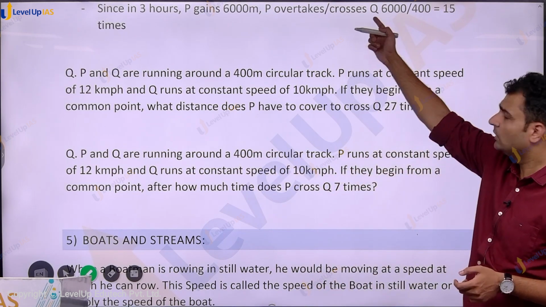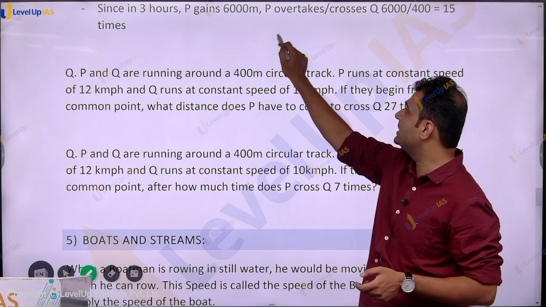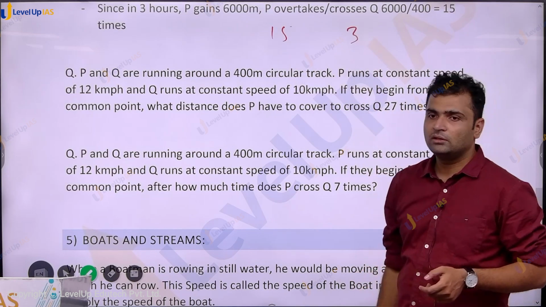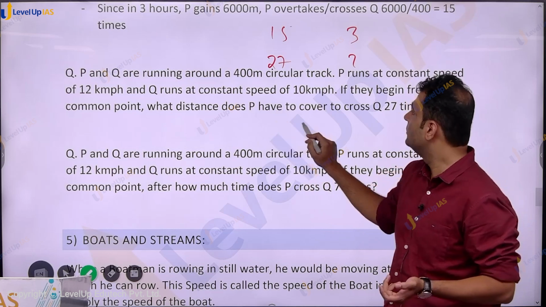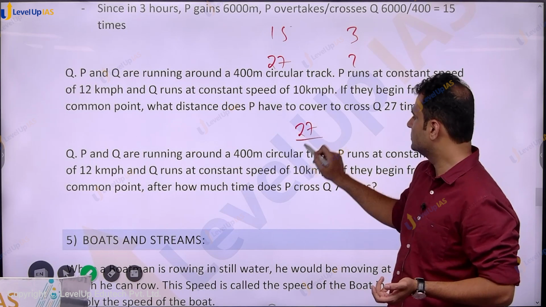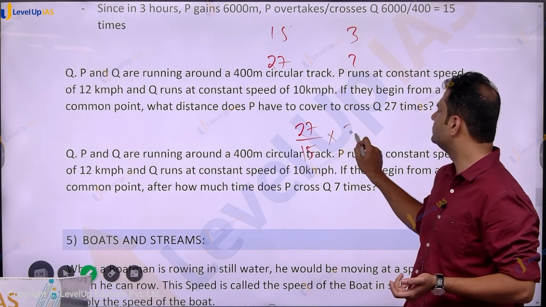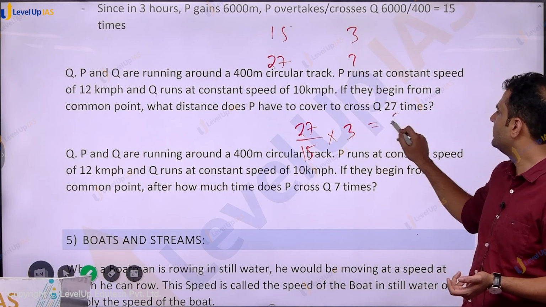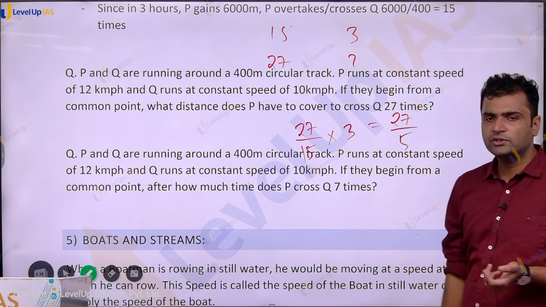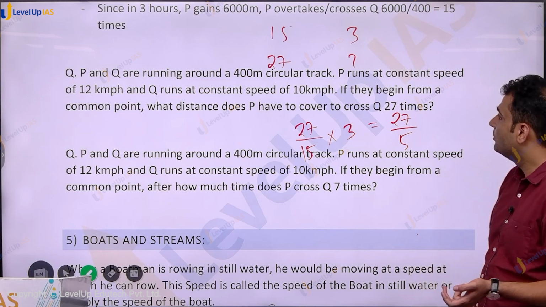What we have? We already have this, that 15 extra rounds in 3 hours. What we want? 27 extra rounds. Question is how many hours? First we can find out, simply, 27 by 15 into 3, which is equal to 27 by 5 hours. These many hours. But question is different.